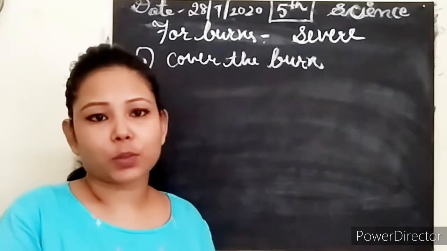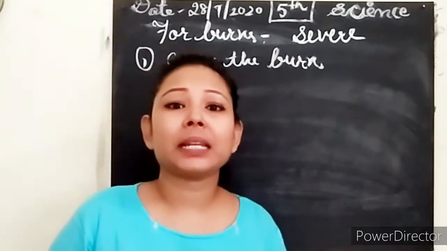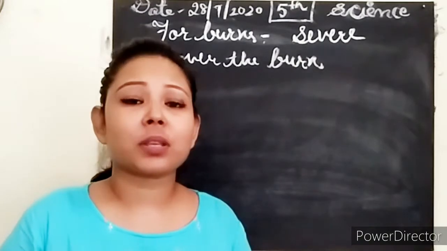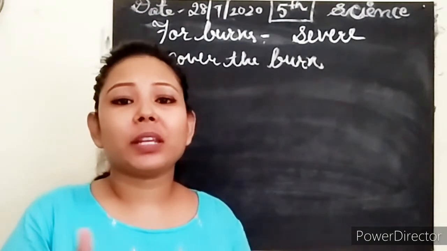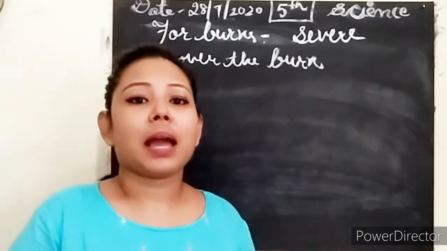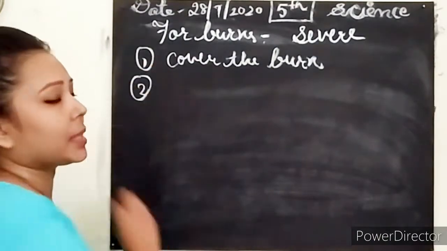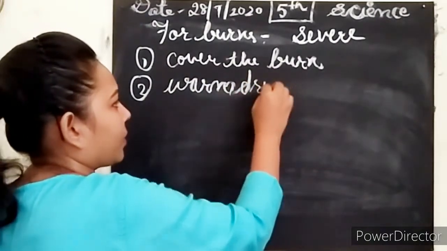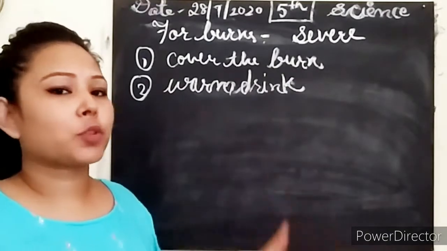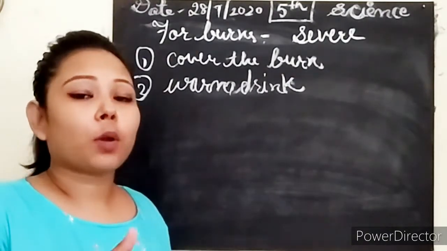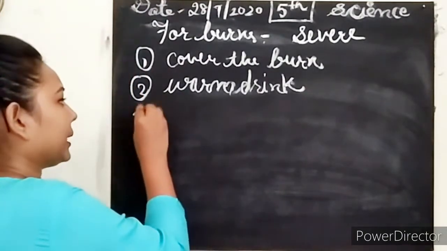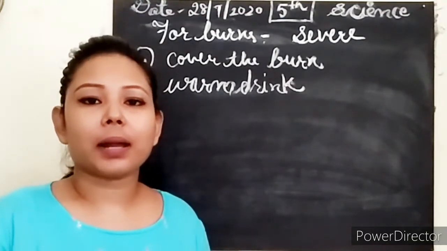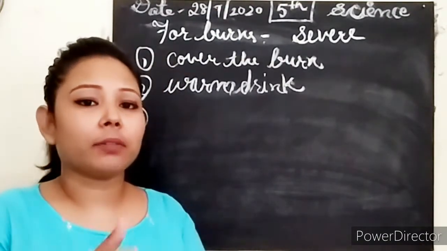Clear? And in the second step, if the patient is in shock, then give him a warm drink. But remember, if the patient is senseless, unconscious, in that condition you need not give anything to the victim. So just give a warm drink to the patient if he is conscious. Clear? And the third thing: put the fresh piece of cloth or a sterile gauze in the antiseptic lotion and then cover the burn.